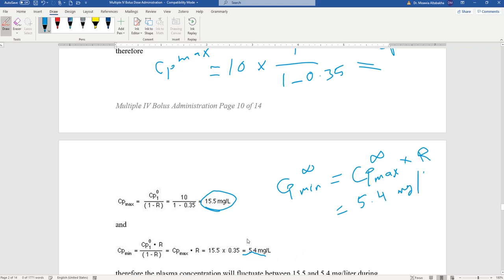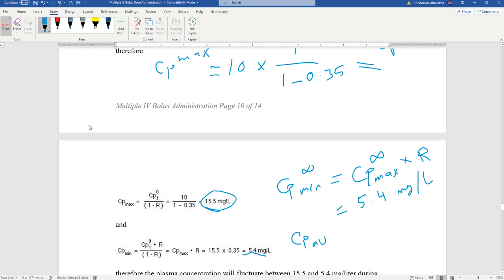milligram per liter. So your conclusion here is that at steady state the concentration will continue fluctuating between maximum and minimum concentrations, between 5.4 milligram per liter and 15.5 milligram per liter. Now, what is your CP average?